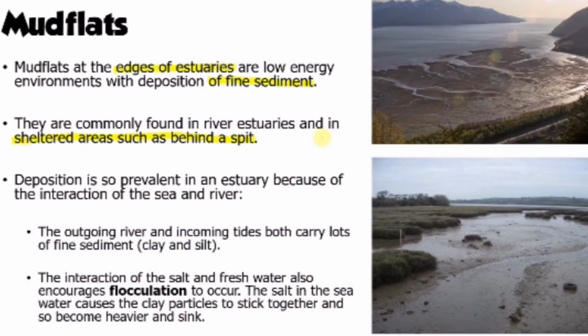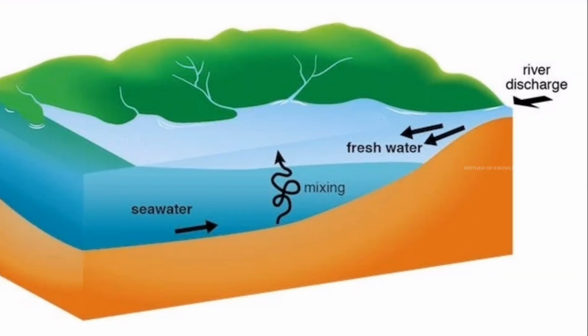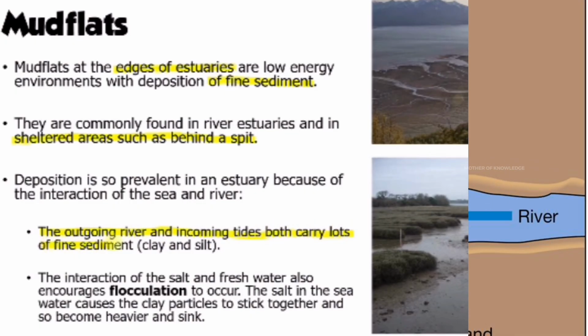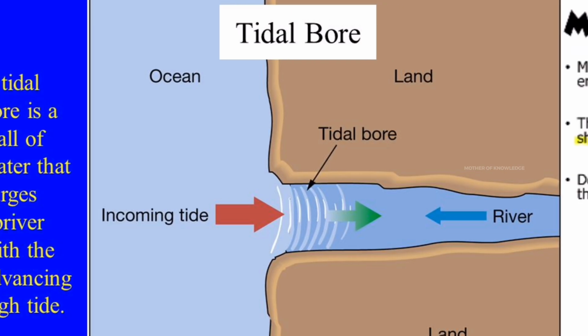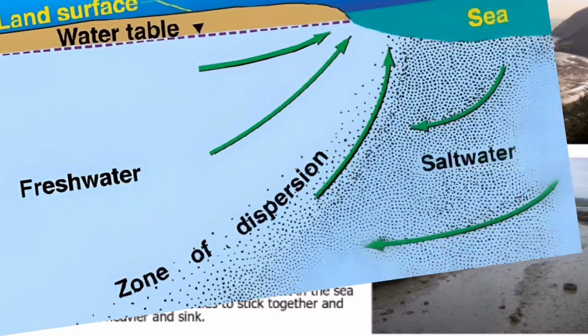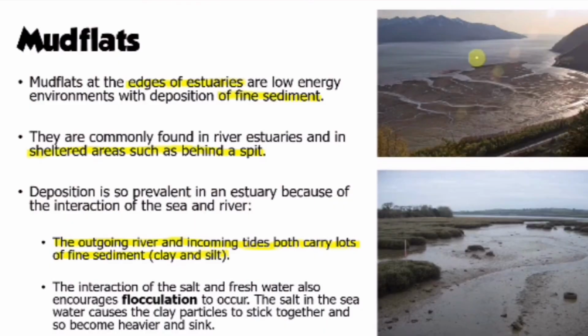There's a number of reasons why deposition is so prevalent in an estuary, and one of those reasons is because of the interaction of the sea and the river. The outgoing river and incoming tides both carry lots of fine sediment with them. So a river with lots of sediment is going in one direction, and tidal currents carrying sediment are coming in the other direction. So we've got a large input of sediment into this area.